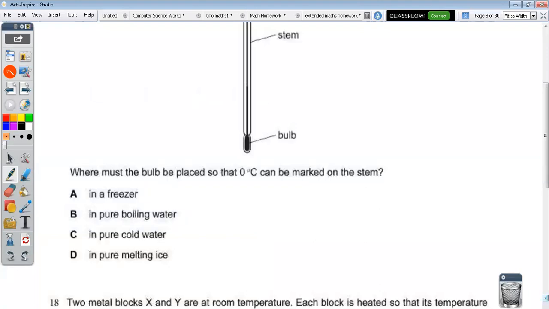Where must the bulb be placed at 0 degrees? So that 0 degrees can be marked easier. Where do you place it? Do you place it in salt solution or what? D.